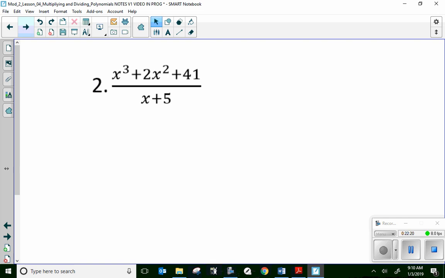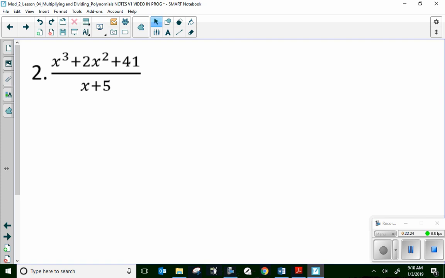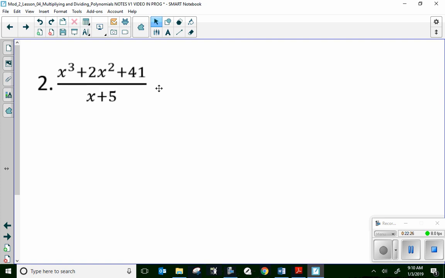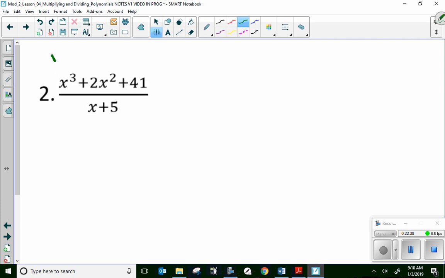All right, why don't you try this one? Go right ahead, pause it, because I'm about to do it right now. I notice I'm missing my X to the 1, so I'm going to write that above here. I've got X cubed plus 2X squared plus 0X to the 1 plus 41. Okay, so that's going to replace this.